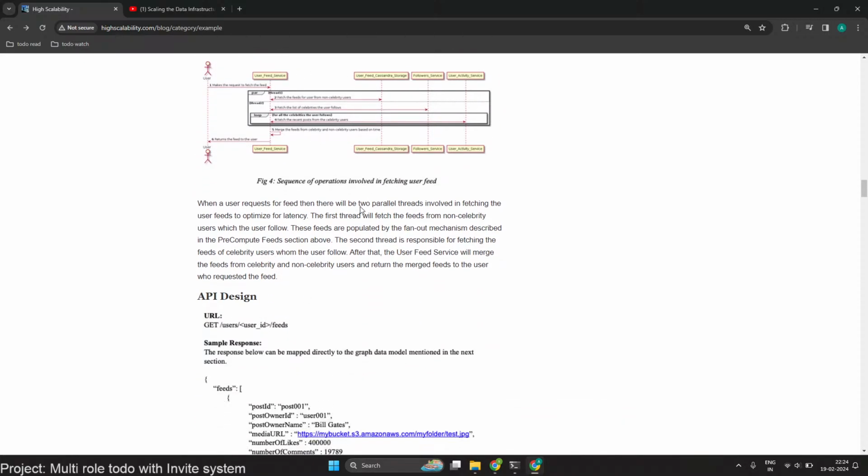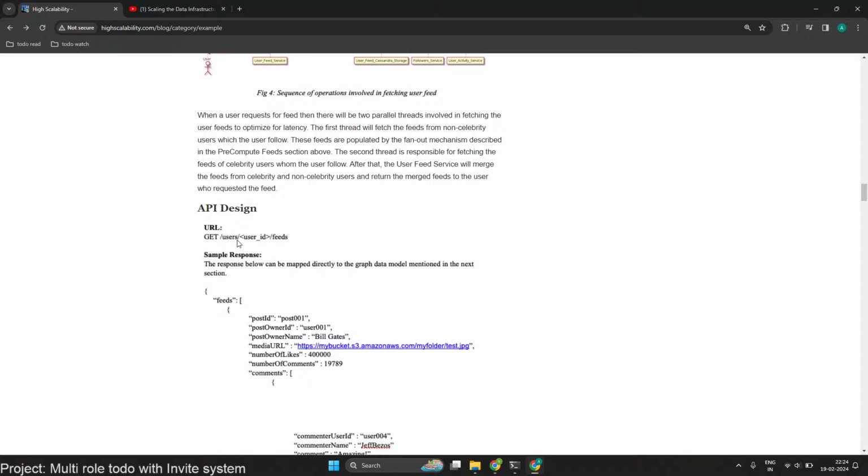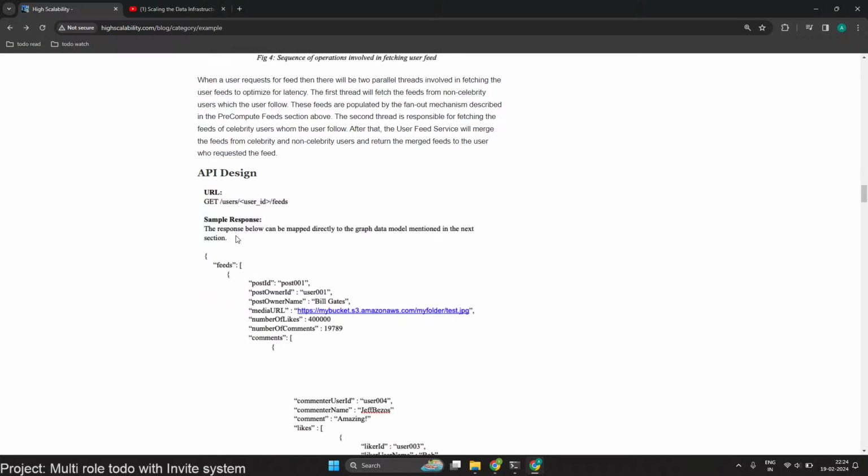Okay, so when a user requests a feed, there will be two parallel threads involved in fetching the user feeds, to optimize for latency. The first thread will fetch the feed from the non-celebrity users which the user follows. The feeds are populated by the fan-out mechanism described in the pre-computed feed section.